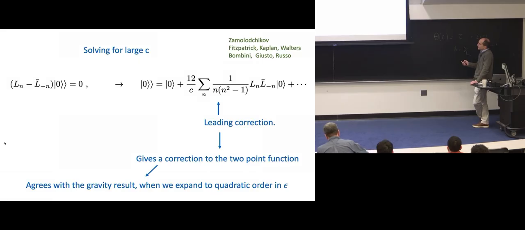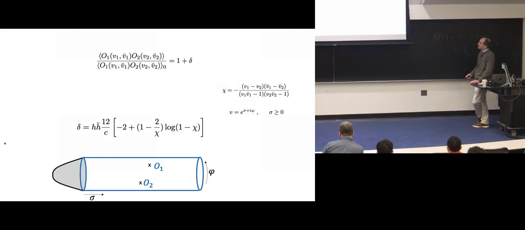So this is just computed using this Ishibashi state idea, but what you get using this method agrees with what you get by using gravity when we expand to quadratic order in epsilon. I didn't show you the gravity computation. It is very similar to the one we saw previously for the partition function, but it gives an answer which agrees with what we would have obtained from the Ishibashi state.